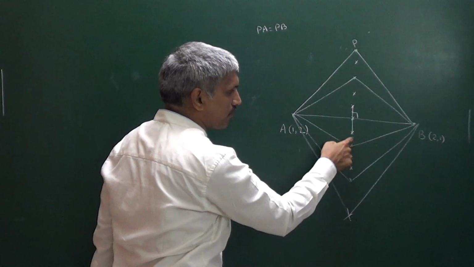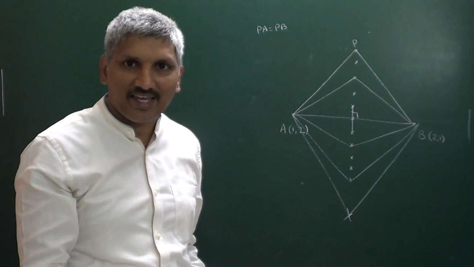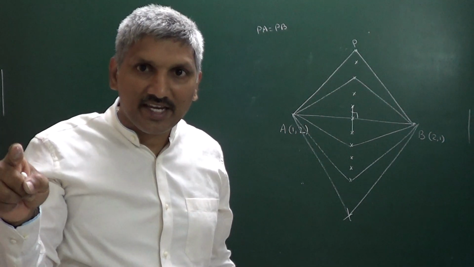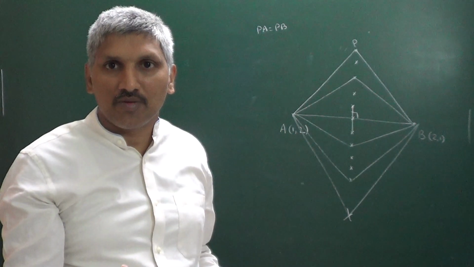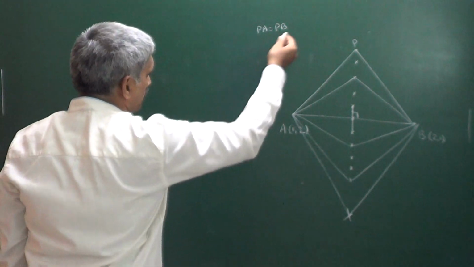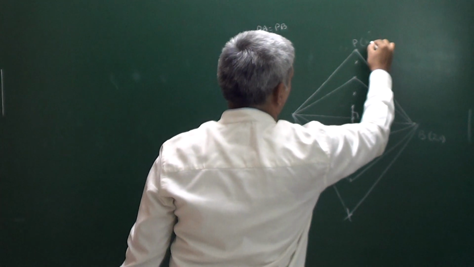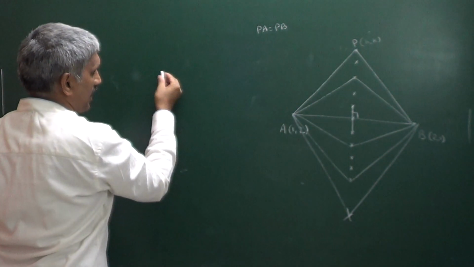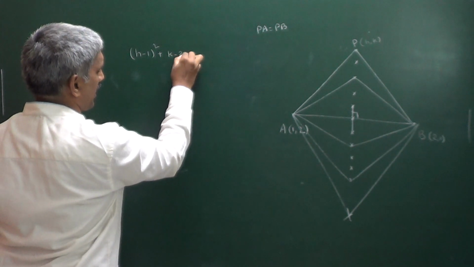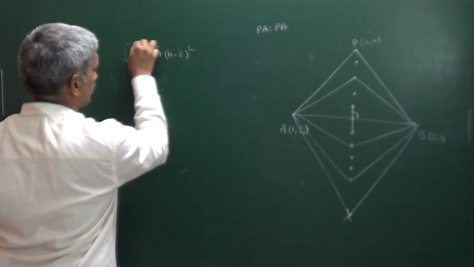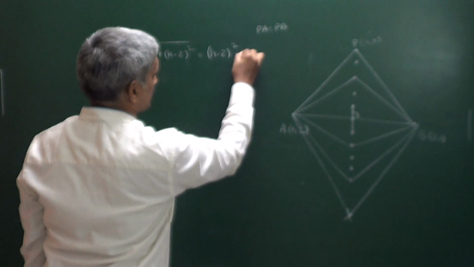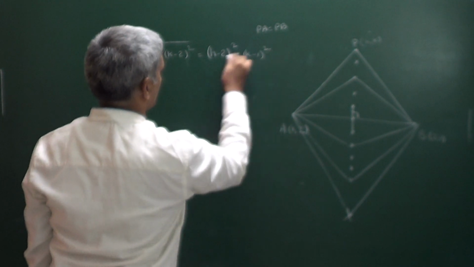All these types of points, where do they lie? Definitely all these points lie on a straight line. That line equation is nothing but the equation of the locus. So we are going to find it. Let us say this point is h comma k. Then PA, the square root of (h minus 1) whole square plus (k minus 2) whole square, is equal to the square root of (h minus 2) whole square plus (k minus 1) whole square.